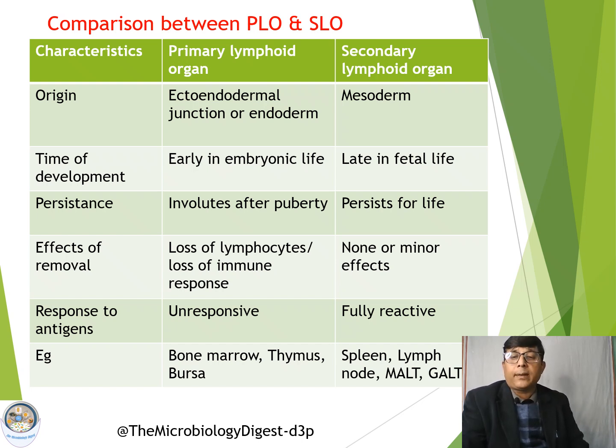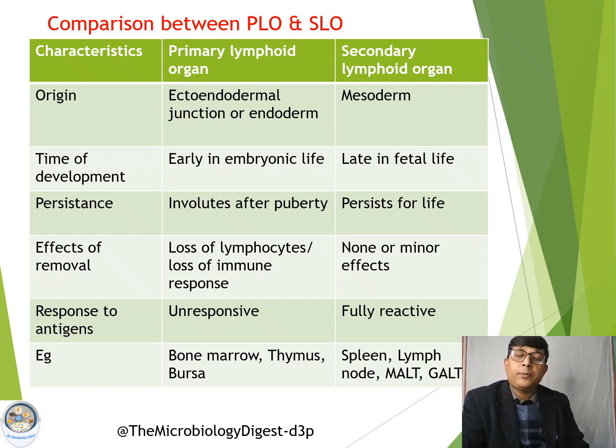Now, response to the antigen. Primary lymphoid organs, as we have already discussed, are independent of antigen exposure. On exposure to the antigen, primary lymphoid organs are unresponsive, while the secondary lymphoid organs are fully reactive, because these are the sites where the antigens and the immune cells actually interact.